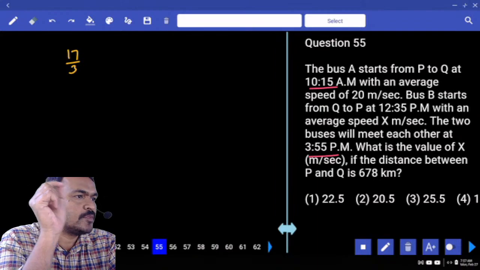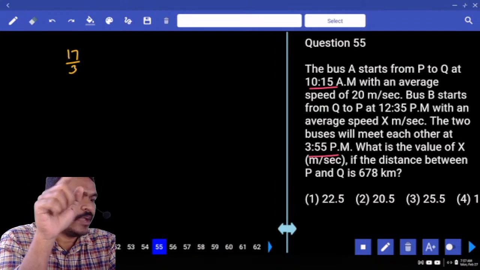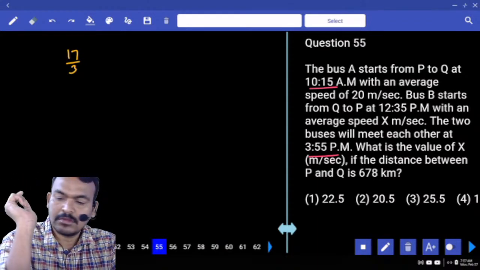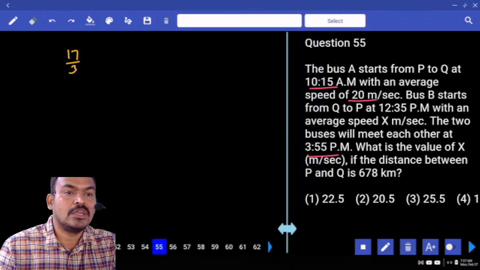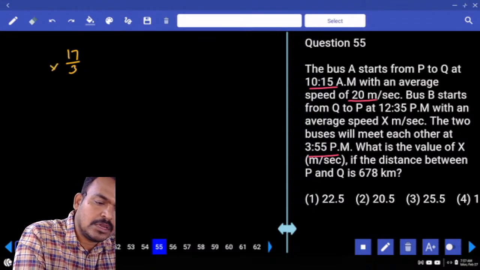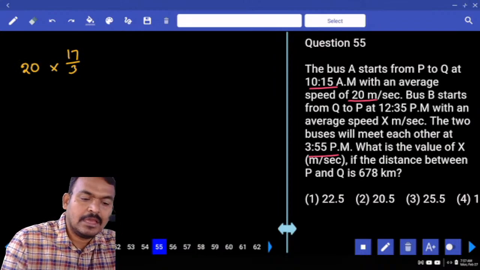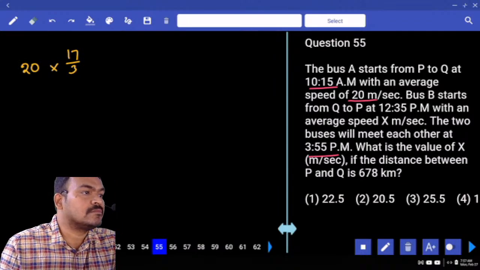5 hours 40 minutes means 5 and 40 by 60, which is 5 and 2 by 3, that is 17 by 3 hours. What is the speed of the first one? 20 meters per second. Is the 17 by 3 in hours or minutes?